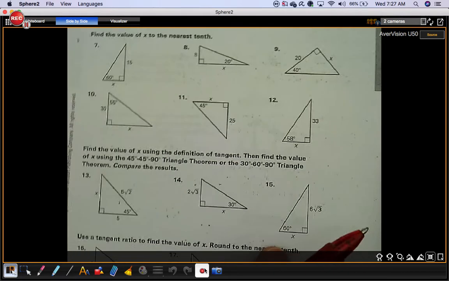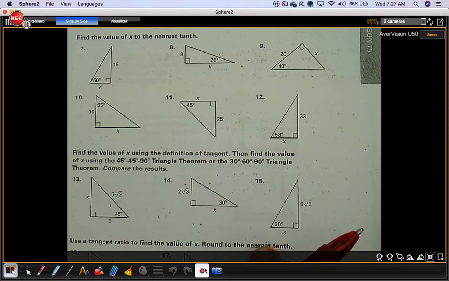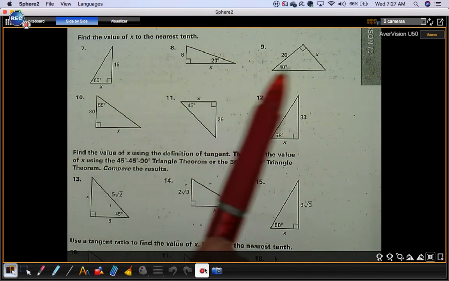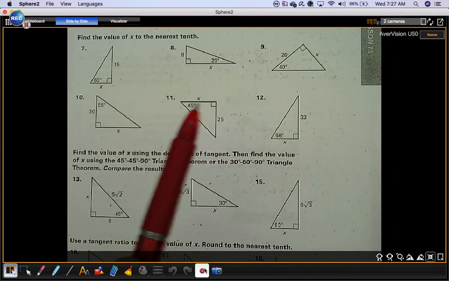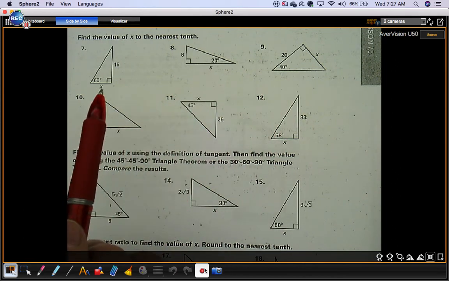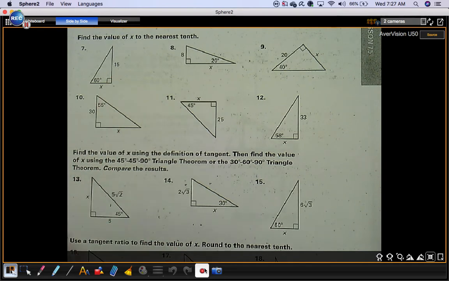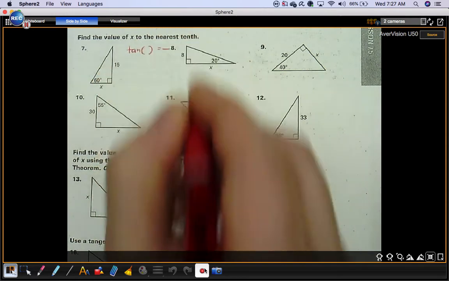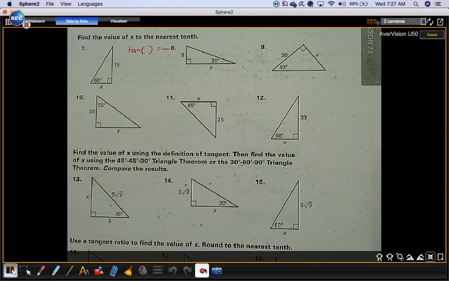The next section, we're going to find the value of x to the nearest tenth. So notice how x is now a leg length. If you want this leg and you have that leg, that's what tells you that you're using tangent. Because eventually the time's going to come where we're not going to use tangent, we're going to use a different trig function.